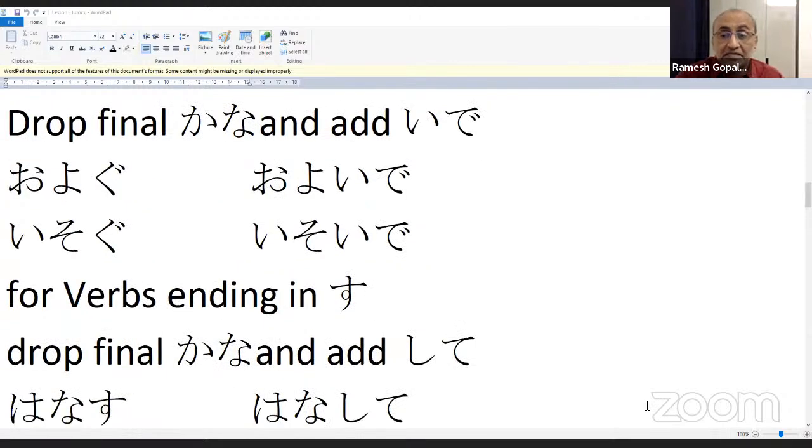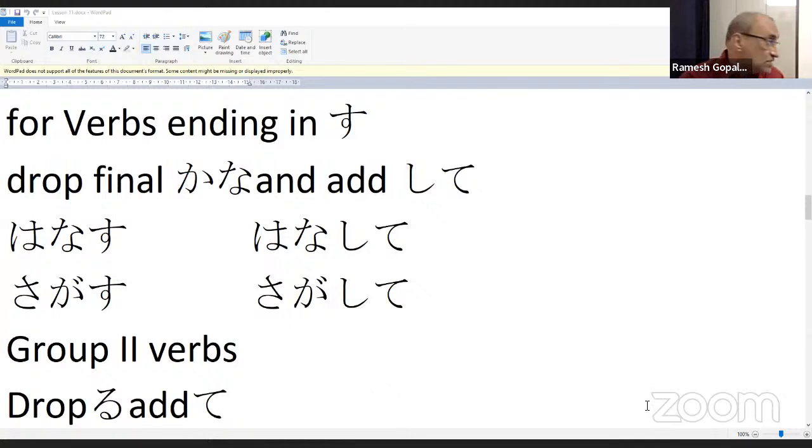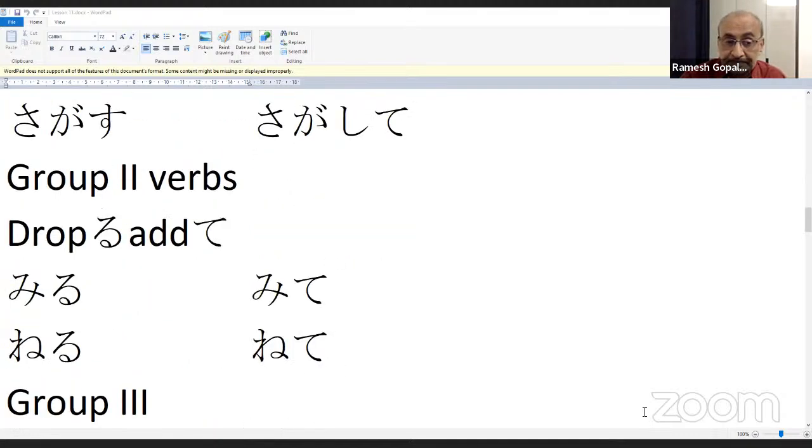For verbs ending in su, drop the final kana and add shite. So hanasu, hanashite. Sagasu, sagashite. And if they are group 2 verbs, simply drop ru and add te, like you did for masu, where you dropped ru and added masu. So miru is to see, neru is to lie down. Miru mite, neru nete.